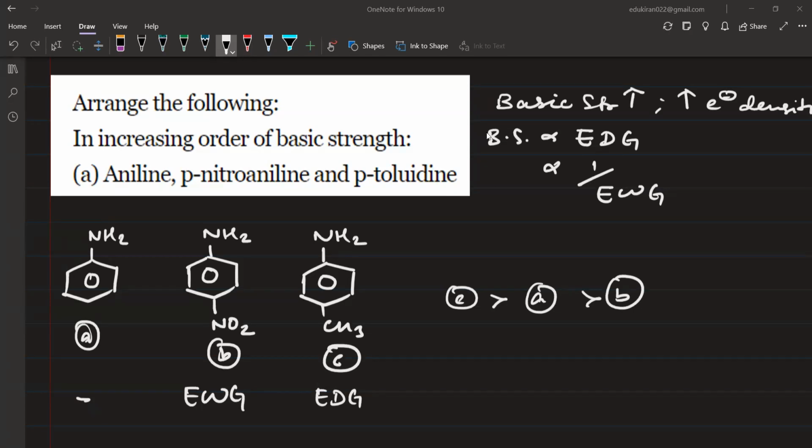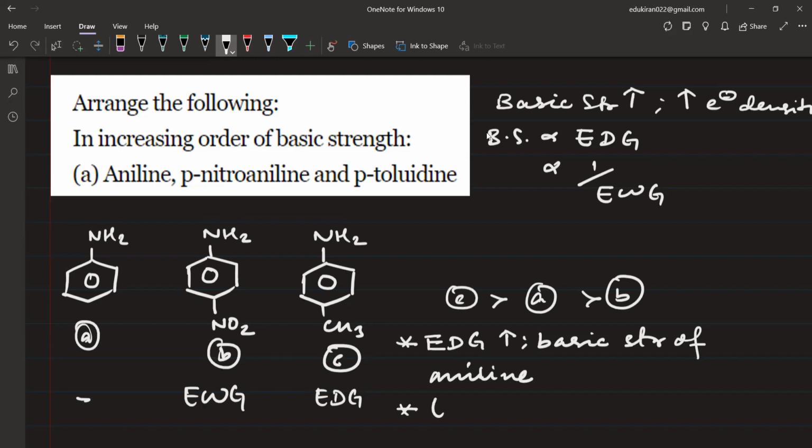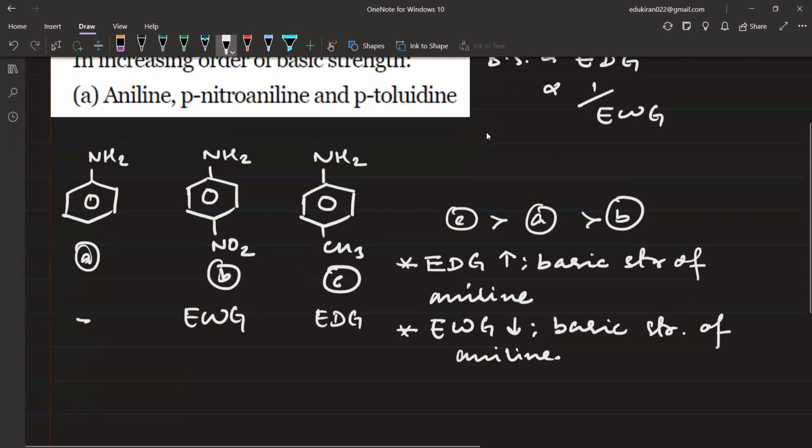Okay, so please write here. Electron donating group increases basic strength of aniline. Electron withdrawing group decreases basic strength of aniline. Please write this down.